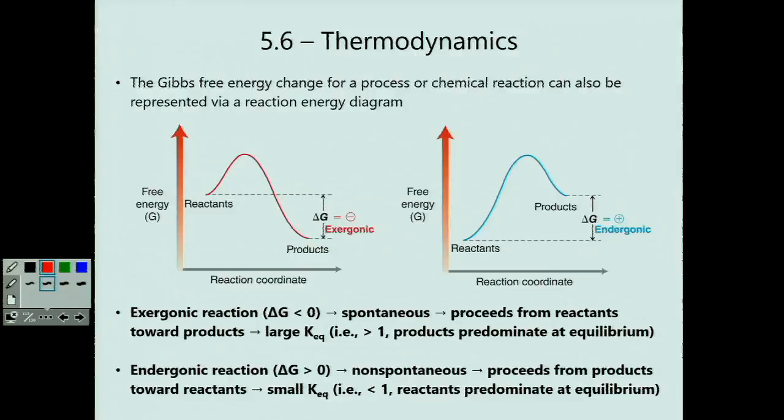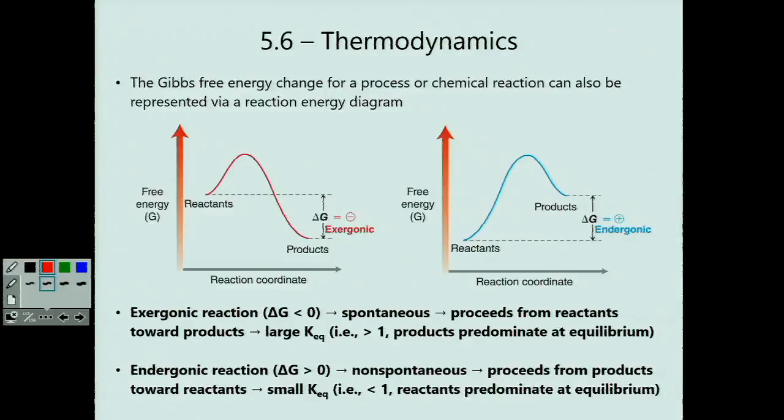Okay? So you can use similar graphs as we did previously when we were describing enthalpy changes, using now free energy, i.e. chemical energy content, on the y-axis, and of course reaction coordinate, meaning the direction of proceeding. Whenever you have products that have a lower chemical energy, i.e. Gibbs free energy content, than the reactants, this is called an exergonic process. It means a negative delta G. What does that mean? It means the process is spontaneous. It means the process proceeds from reactants to products. It means the equilibrium constant is large, greater than 1, meaning products predominate at equilibrium.